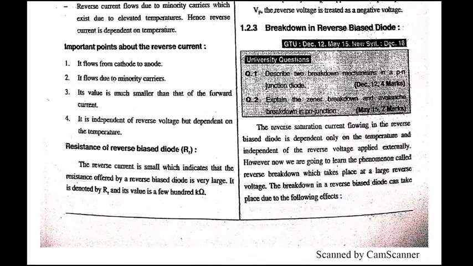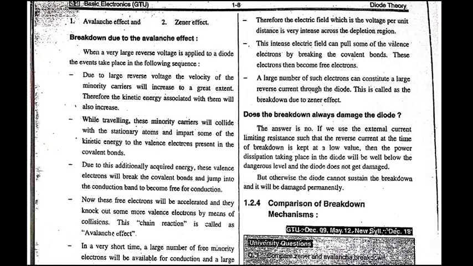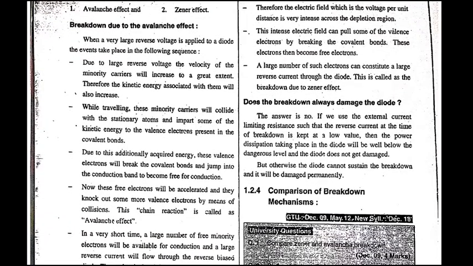Then there is a breakdown. As we have seen, there is a cut-in voltage in the forward bias. Here there is a breakdown voltage. There are two types of breakdown, zener and avalanche. In avalanche, there are free electrons present in the p-n junction diode. These electrons will now collide with some other electrons, and here a large amount of voltage is applied, so the velocity of these electrons is quite high.